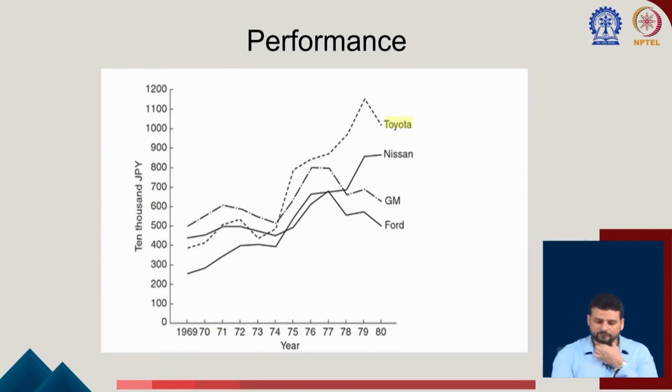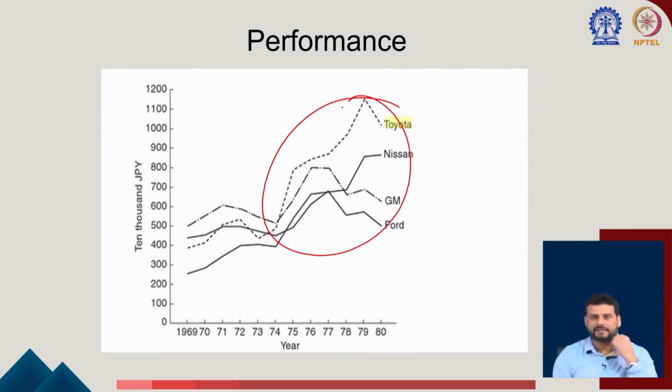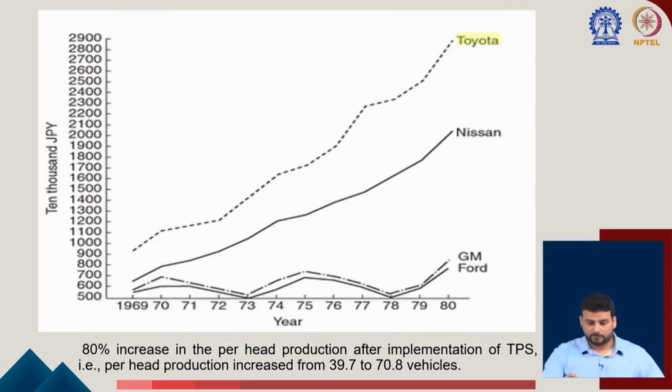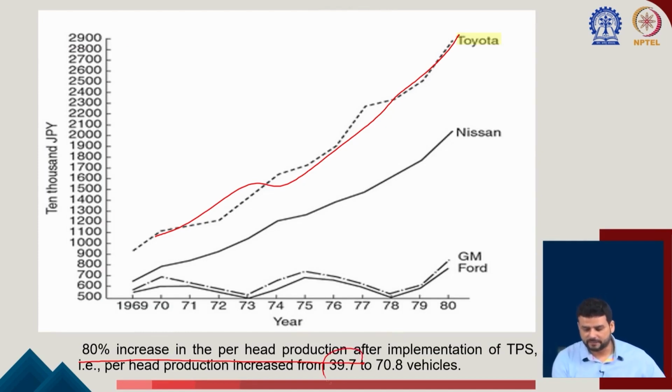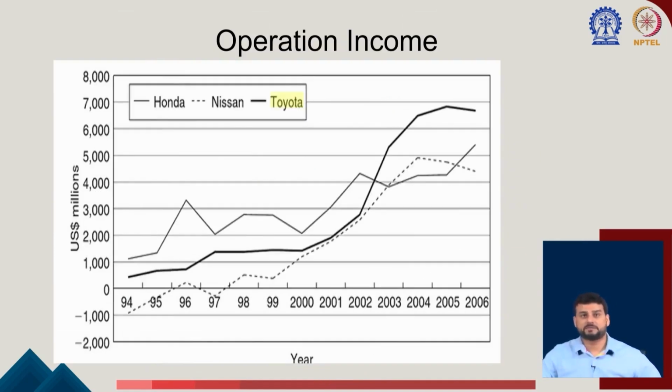If you see performance, when they started somewhere here, they started implementing the Toyota production system, that house of quality, Hijunka, Jidoka, Poka-yoke, where they identified the fault. You can see with other players the performance, how they improved, right. And this is, you can see, an 80% increase in per head production. Earlier they were producing 39.7 vehicles per person. Now after implementing this system in the late 80s, near about 71 vehicles per person.